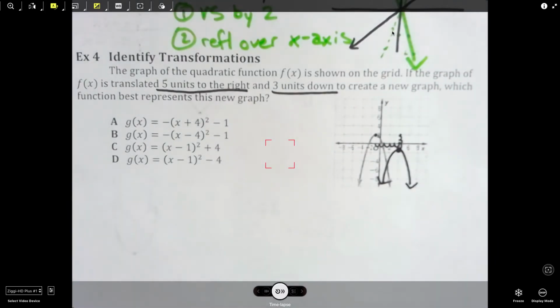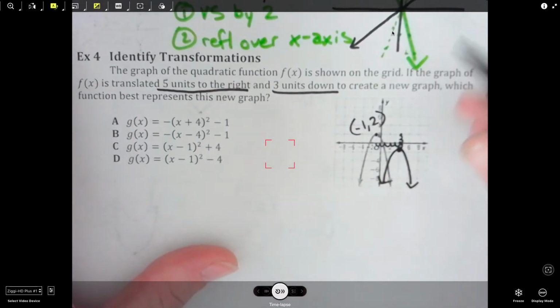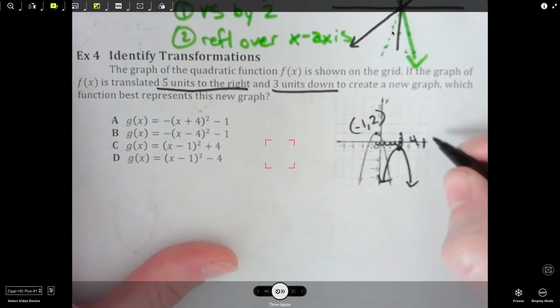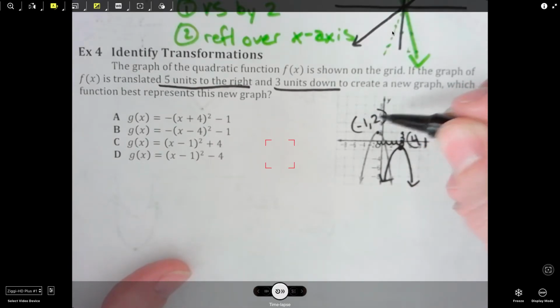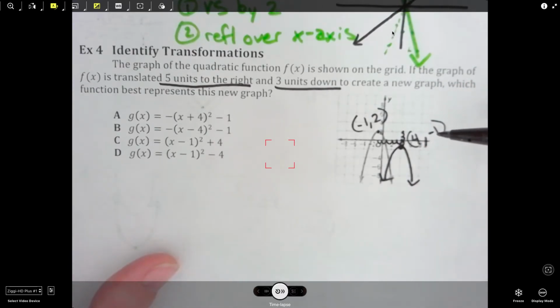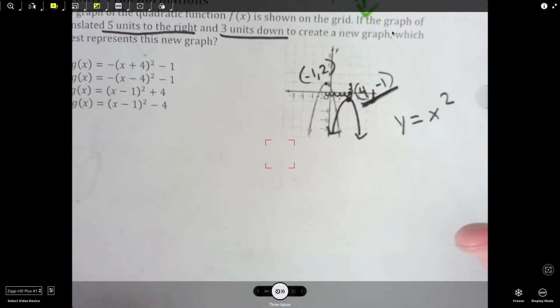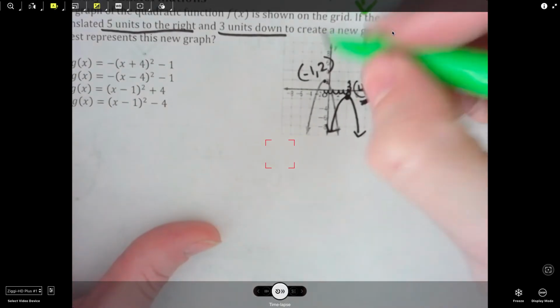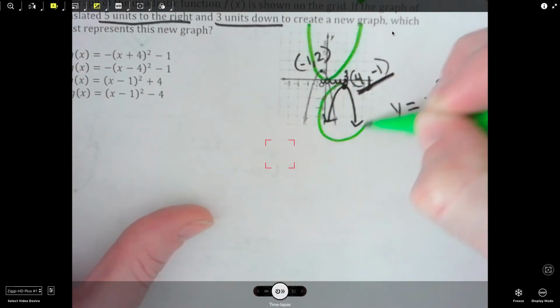You see that? If I shift that vertex of the parabola, which is at -1, 2, 5 units to the right, he will now be at 4, -1. 5 units to the right from -1 is at 4, and 3 units down from 2 is at -1. Does that make sense? Okay? Now, if we look at this in terms of just y equals x squared, what does the 4, -1 look like? Okay? Y equals x squared is this function like this. So what have we done to the original y equals x squared to get this guy?